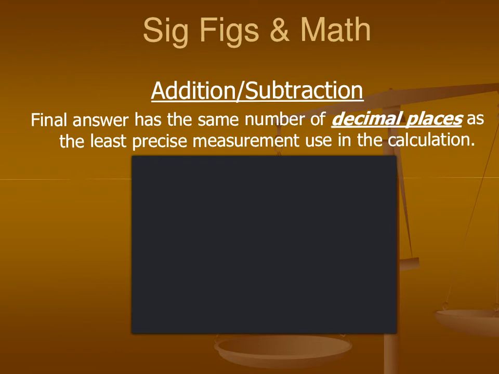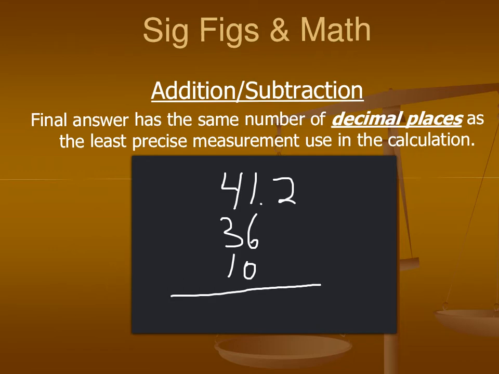So, if I were to write out 41.2 plus 36 plus 10, we would first have to determine which is the least precise measurement. And basically, it's where the last significant decimal place is.